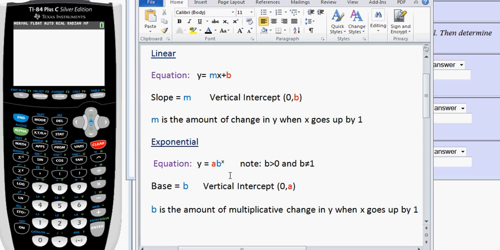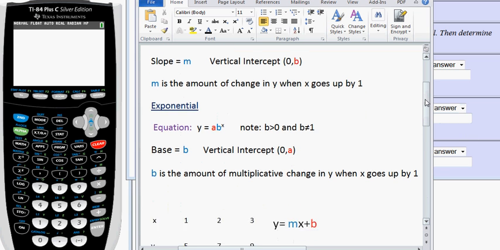In exponential, a is defined to be the vertical intercept. It's what you get out when you plug in 0. And b is the amount of multiplicative change in y when x goes up by 1. So I'm going to do a simple example of each of these before I get into the harder ones on Math AS. So I've made up a couple of really simple examples down here.